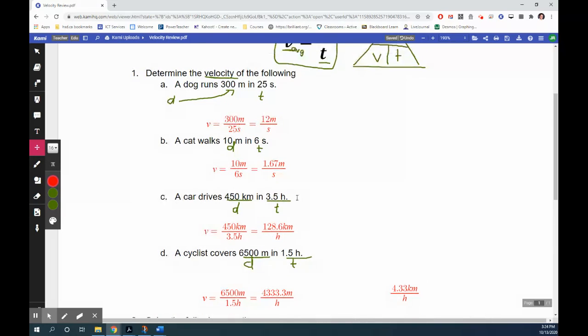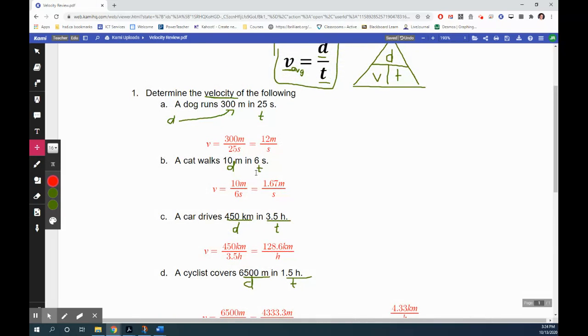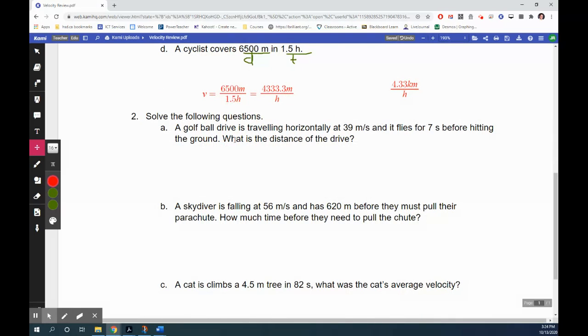These questions have all been pretty straightforward, finding the velocity when you're given a distance and a time. Now, what if we need to do it a little different?